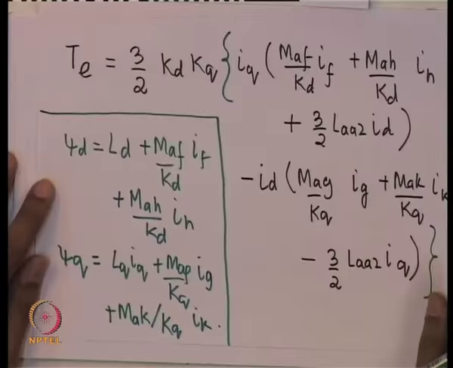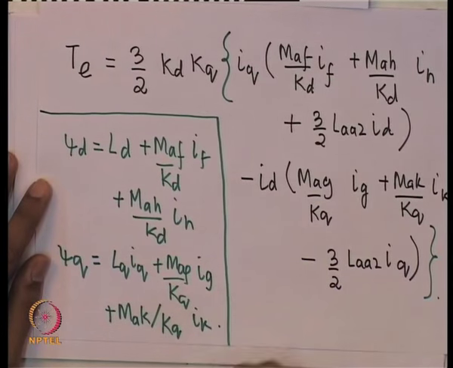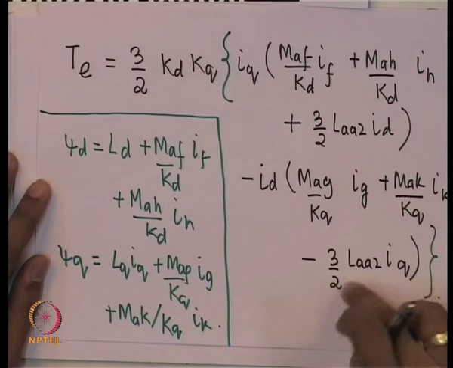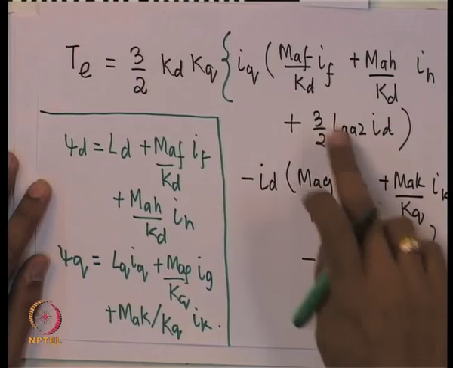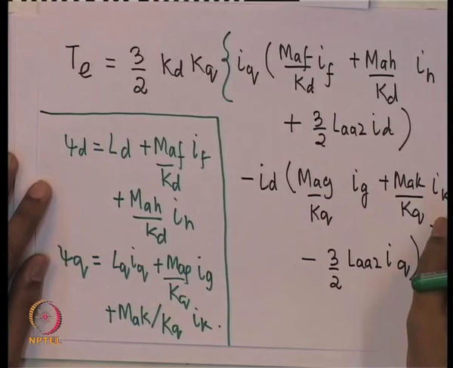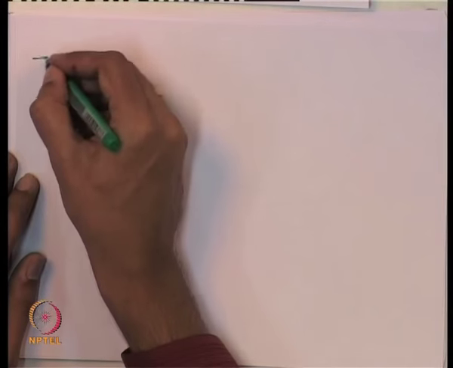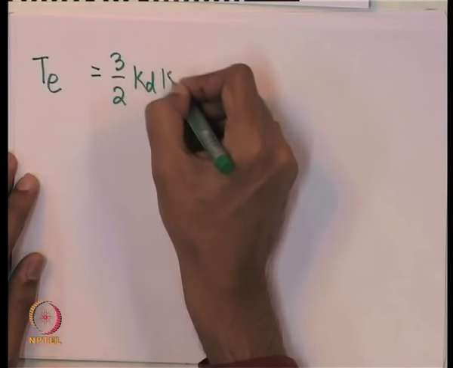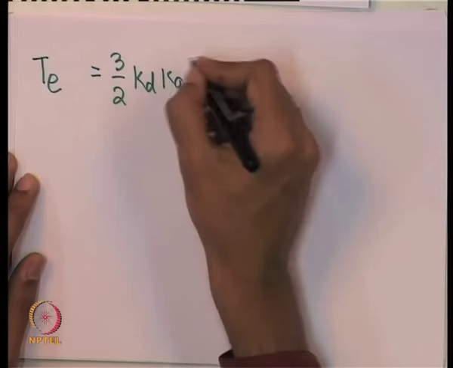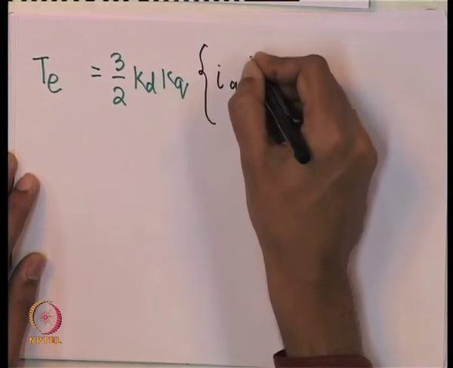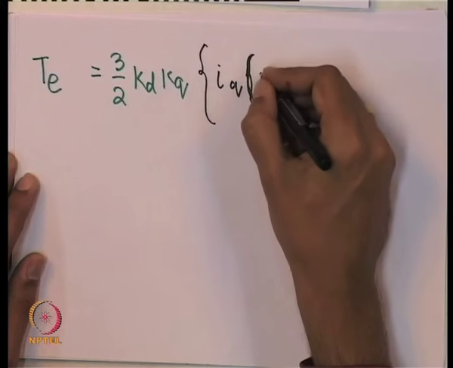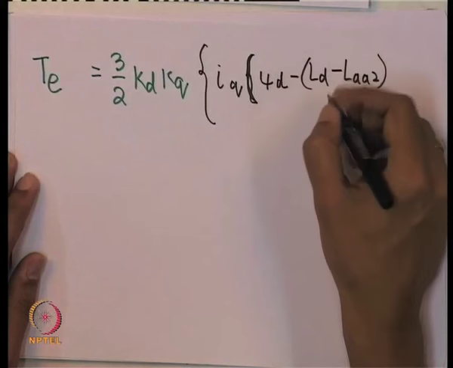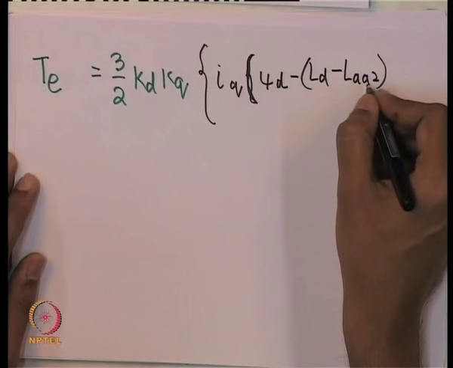So, what do we understand from this? If you look at these equations, look at this and you look at this. Okay. So, one can directly infer from this that T e is nothing but 3 by 2 times k d k q. Again, we will put a curly bracket here. I q into psi d minus L d minus L a 2. We will rewrite this again.